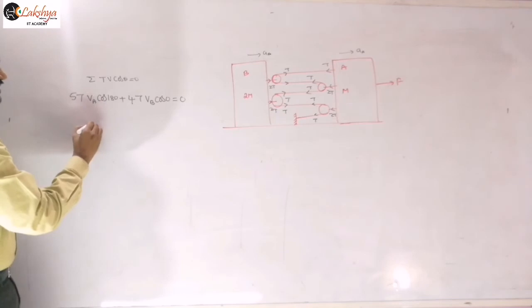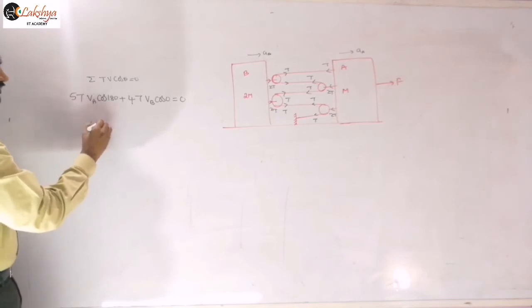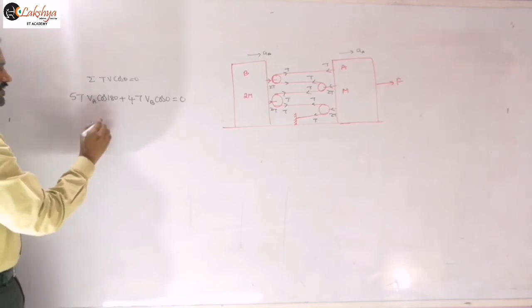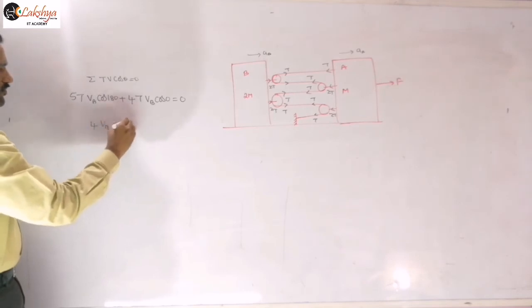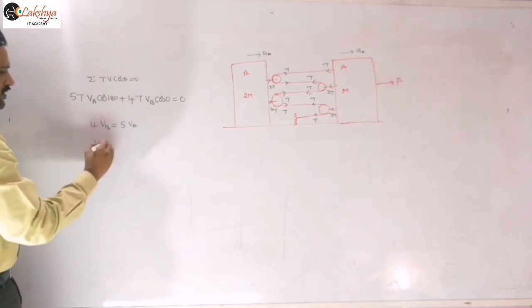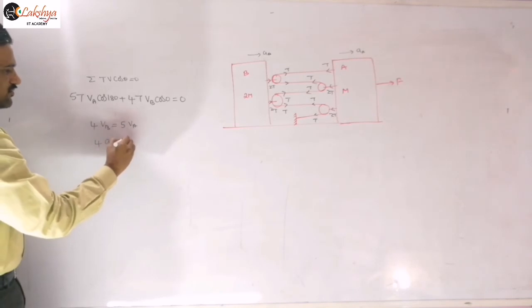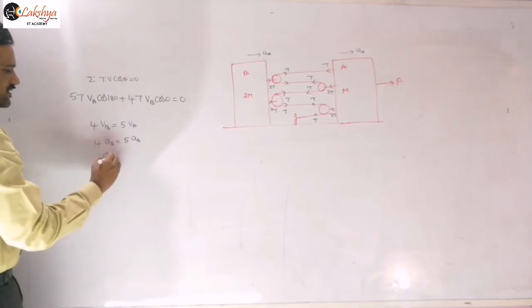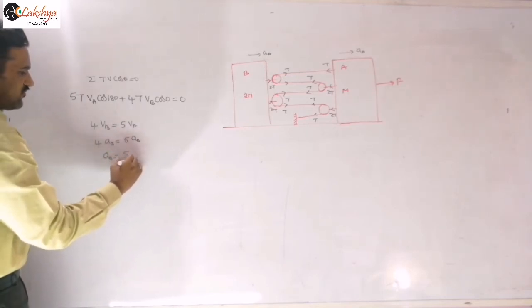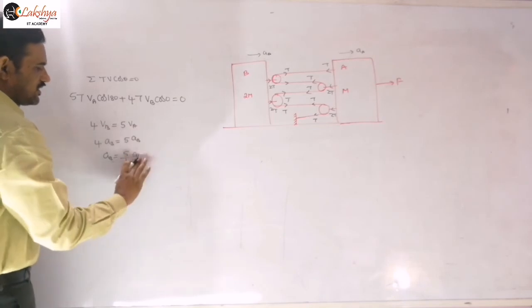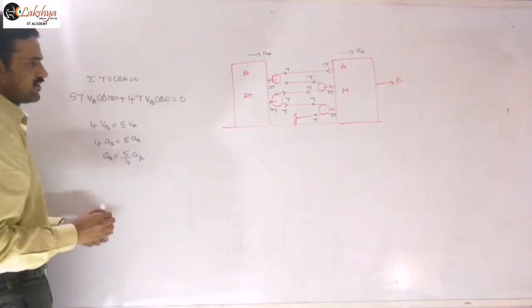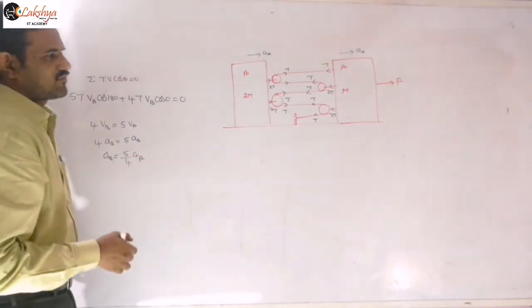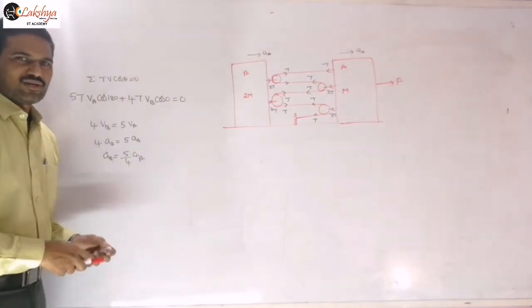And so then you can write this as 4 VB is equal to 5 VA. And so therefore the acceleration of B is equal to 5 by 4 into the acceleration of A. This is our constraint relation there. And just take the free body diagram of those blocks and you can answer that.